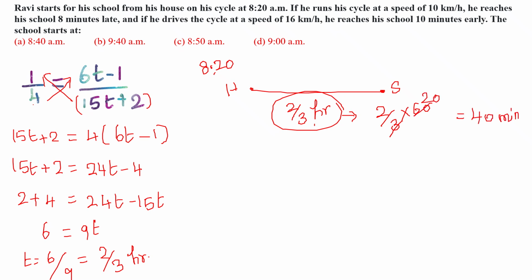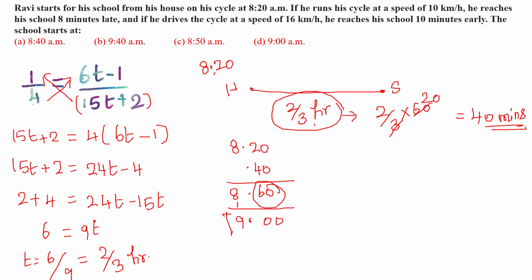So 40 minutes of time is taken for moving from home to school, right? So we are going to add 40 minutes to 8:20. If we add, it is going to be 60, and here it is going to be 8. So what is this? 60 minutes is nothing but 1 hour. So I'm going to make the 60 as 00, and 1 is going to be added over here. So we are getting the answer as 9 a.m. So this is the time the school starts at. Hope you understood. Thank you.